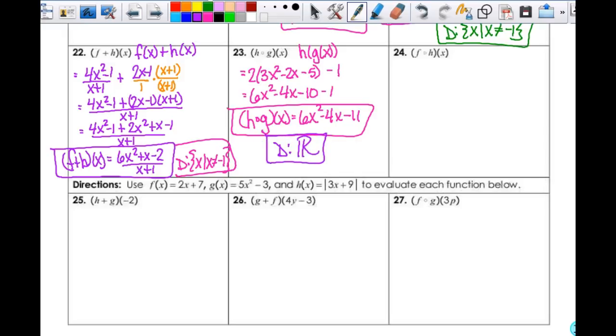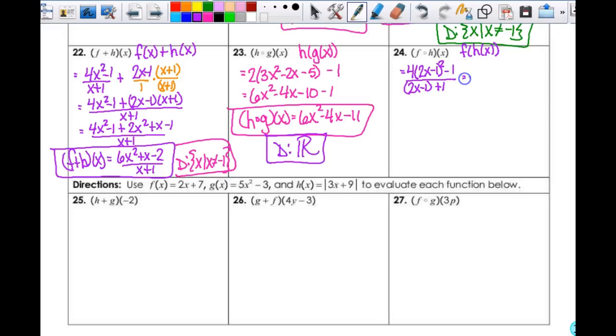All right, so f of g of x, I'm sorry, f of h of x. So f of h of x is going to be, take h of x, which is 2x minus 1, substitute it in everywhere I see an x for f of x. So it's going to give me 4 times 2x minus 1 squared minus 1 over 2x minus 1 plus 1.